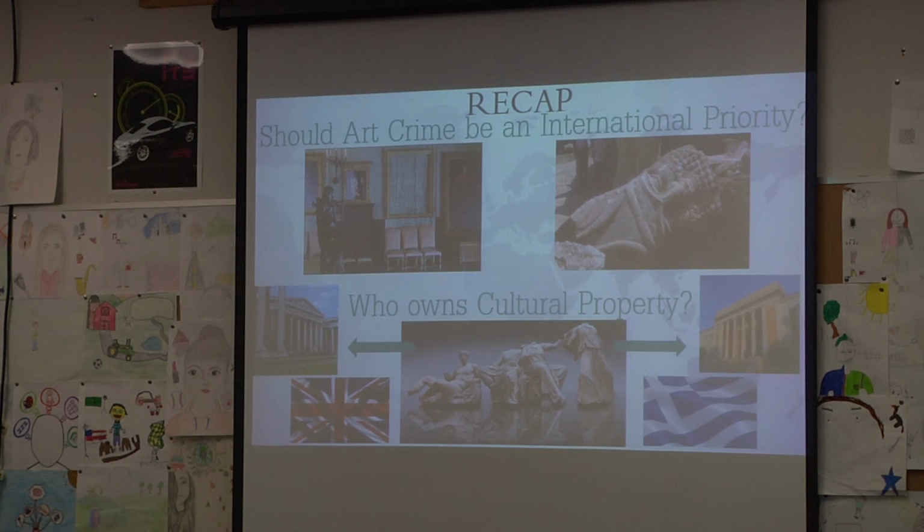Such as the Buddhas of Bamiyan, they could have been saved if they were allowed out of the country. A lot of the Syrians don't want to move any of their culture out of the country, but it could save it. The buildings, unfortunately, there's nothing you can do, but a lot of the artifacts can be saved. So it's this whole question of who owns this cultural property?